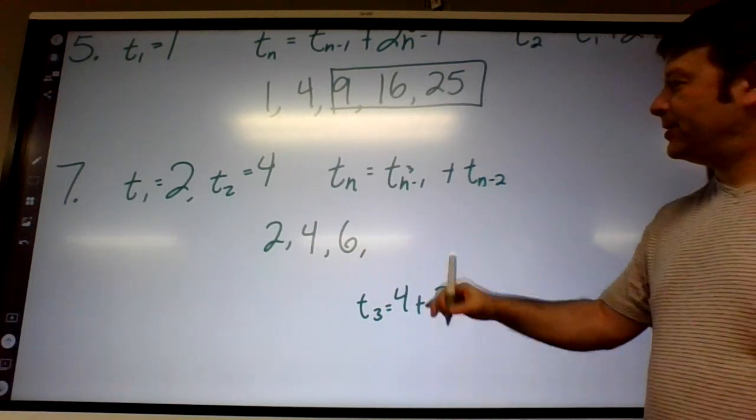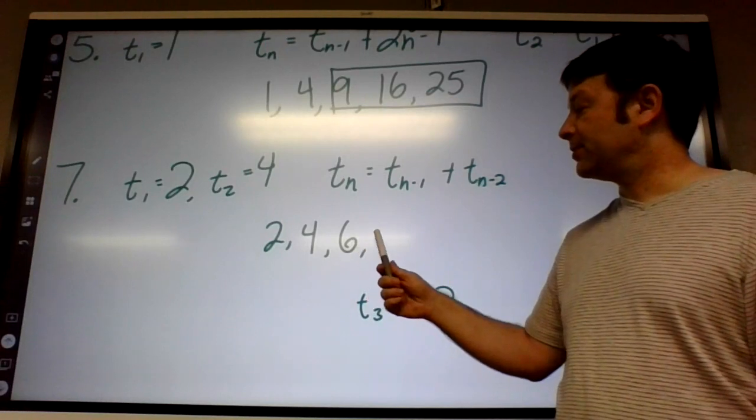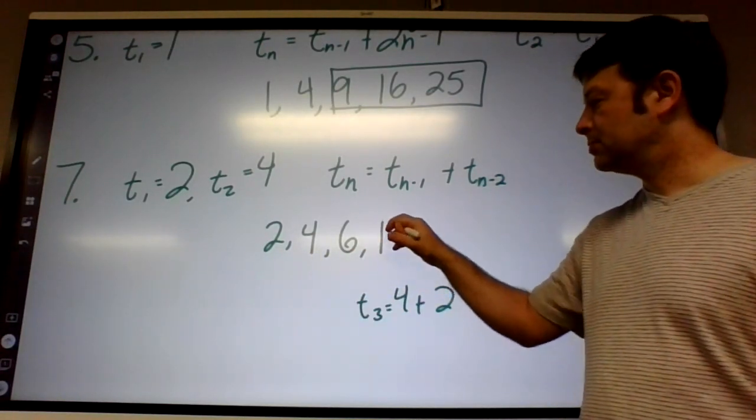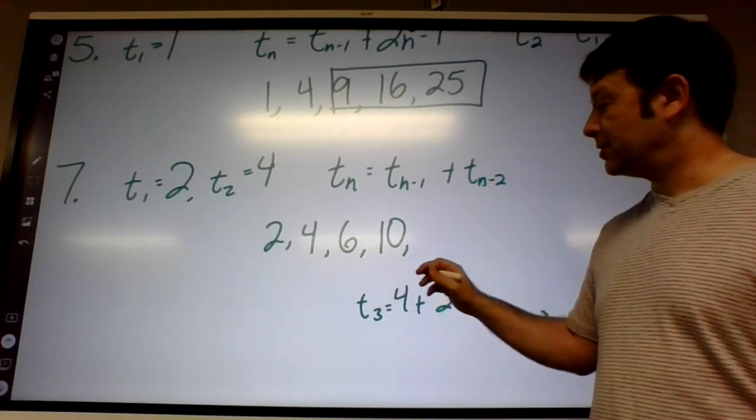So basically the pattern is we're just adding the previous two terms to get the new term. So the fourth term is going to be the third term plus the second term. And the fifth term is going to be the fourth plus the third.